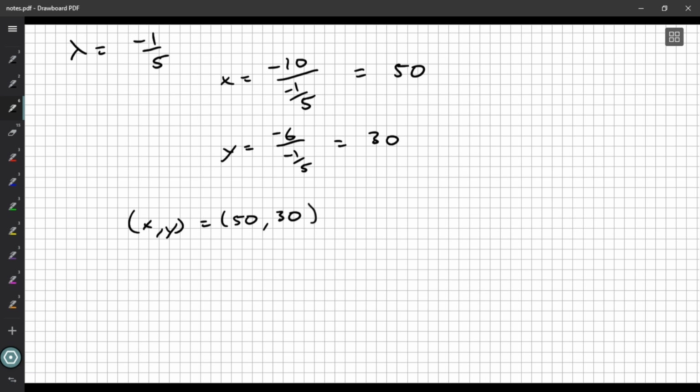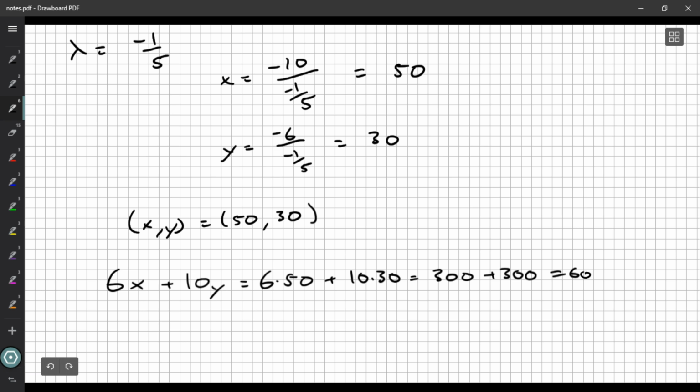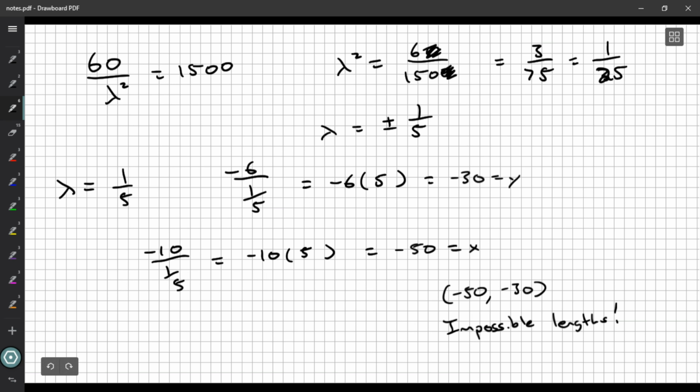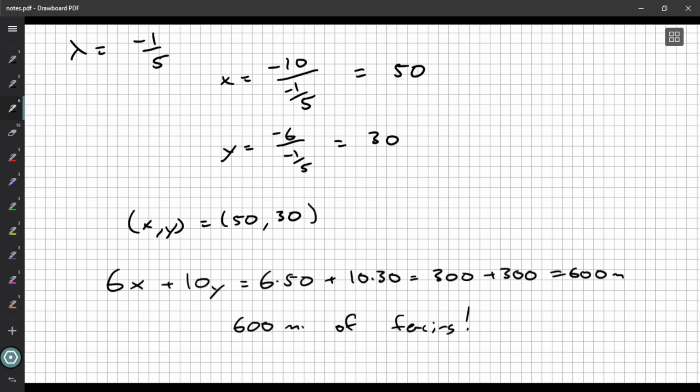Okay. We want to know what's the minimum amount of fencing. So what's our fencing formula? 6x plus 10y. So 6 times 50 plus 10 times 30. And that's 300 plus 300. So 600 meters of fencing is needed. Okay. And there we go. Now, if you had gone ahead and plugged these in, you would have said, oh, I need negative 600 meters of fencing, which admittedly is a smaller value. And that's why it's really important to stop and think about the numbers you're working with and the answer that you are giving.